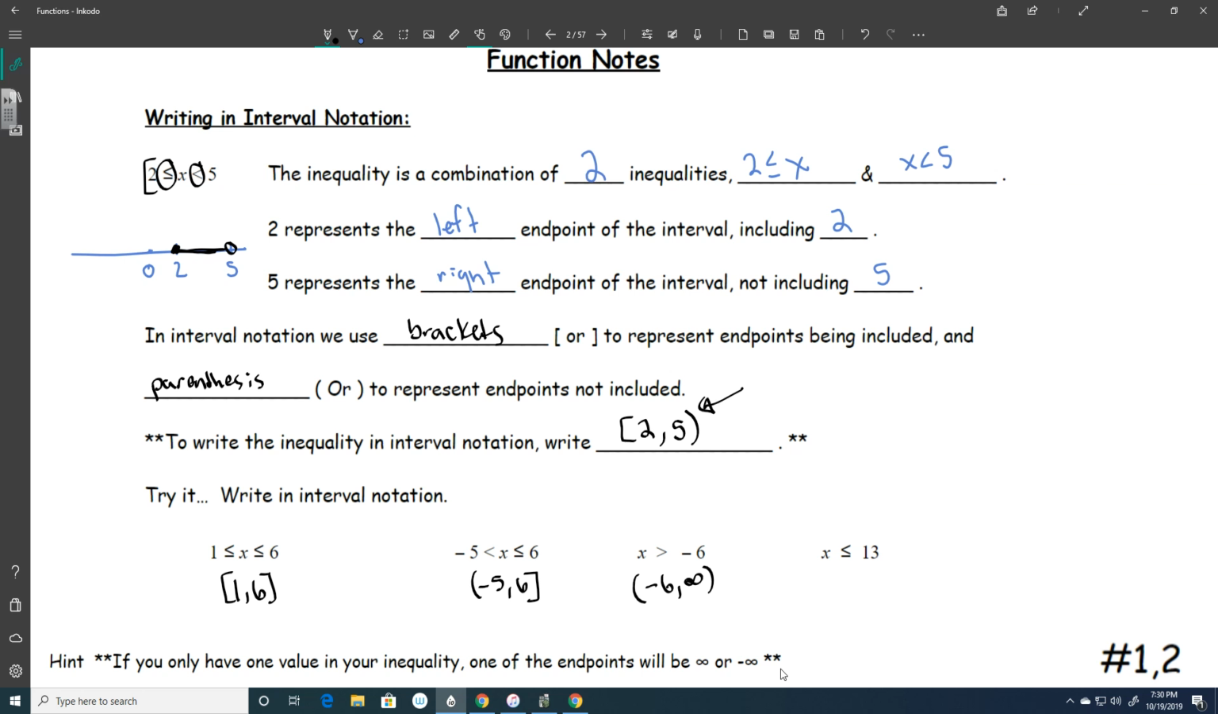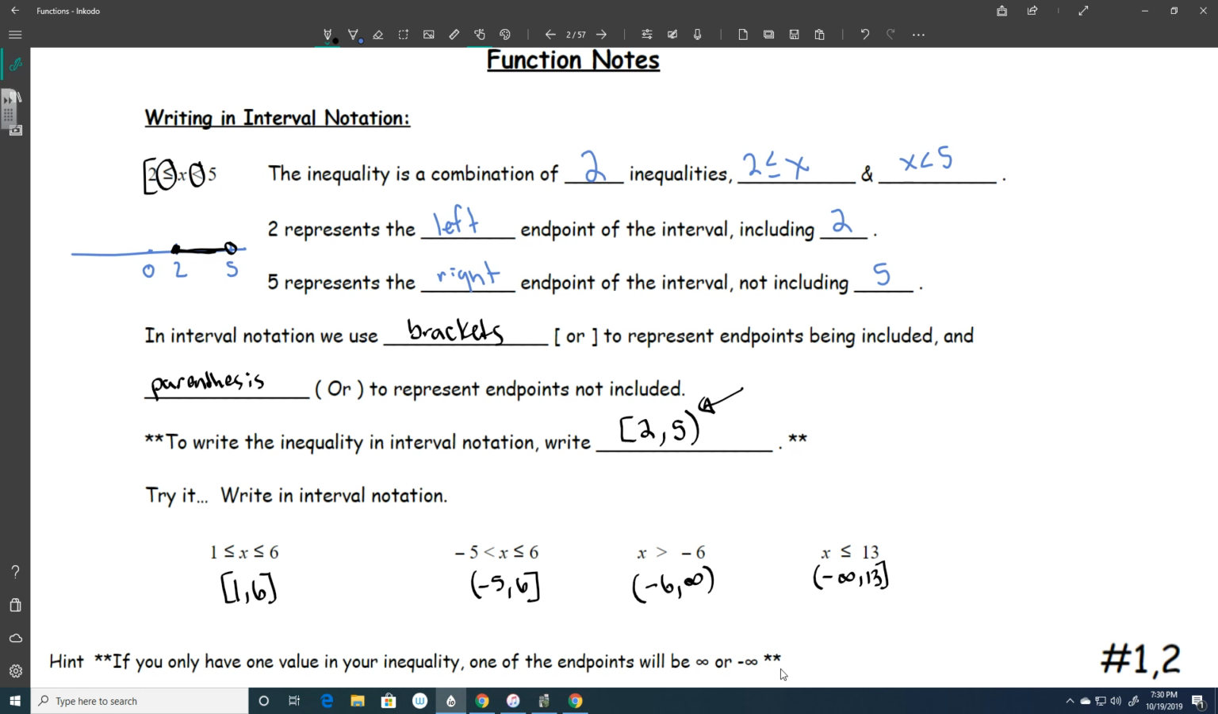Okay. On this one, x is less than or equal to 13. So x is smaller than 13, which means it's going to go from -infinity up to 13. And because it's an infinity, I always use a parenthesis. And this is an equal sign with the 13, so I'm going to use a bracket on that side.